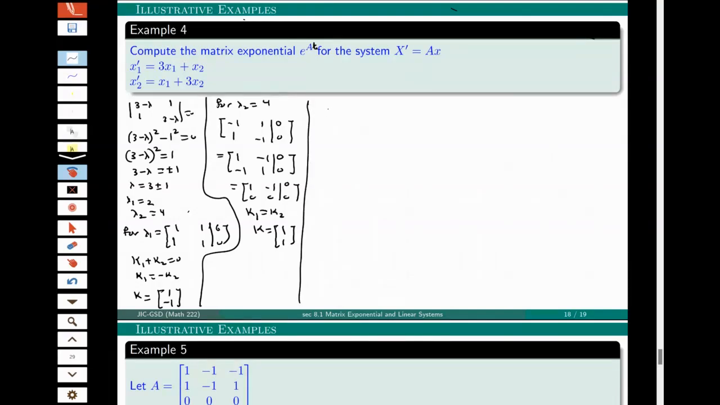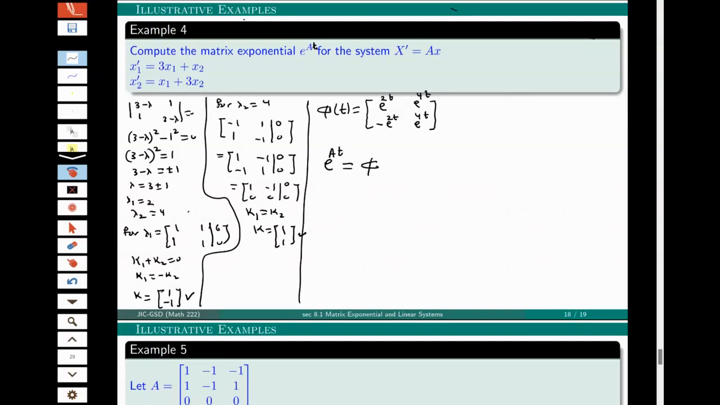So this means we can define the fundamental matrix, which is phi of t, to be e to the power 2t times 1 minus 1, and the second column e to the power 4t times the vector 1 1. Okay, what's this? What's e to the power At?